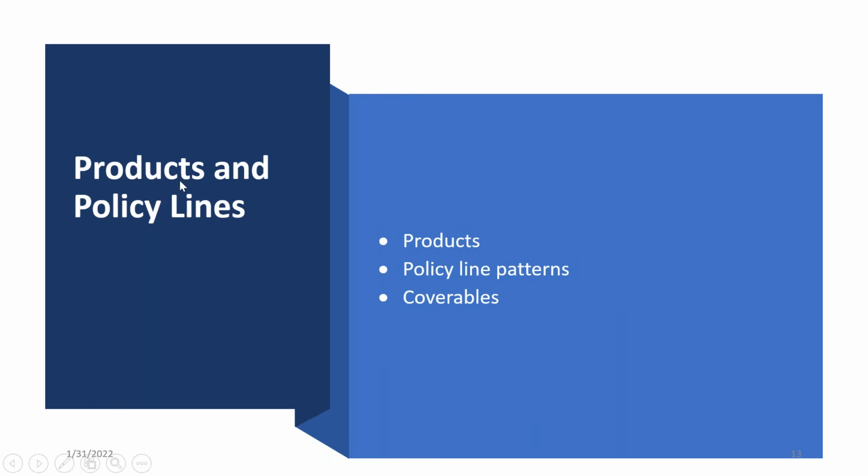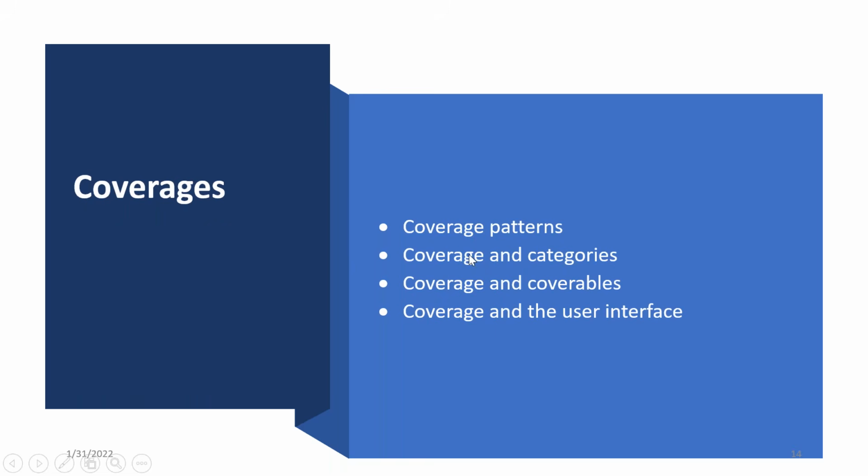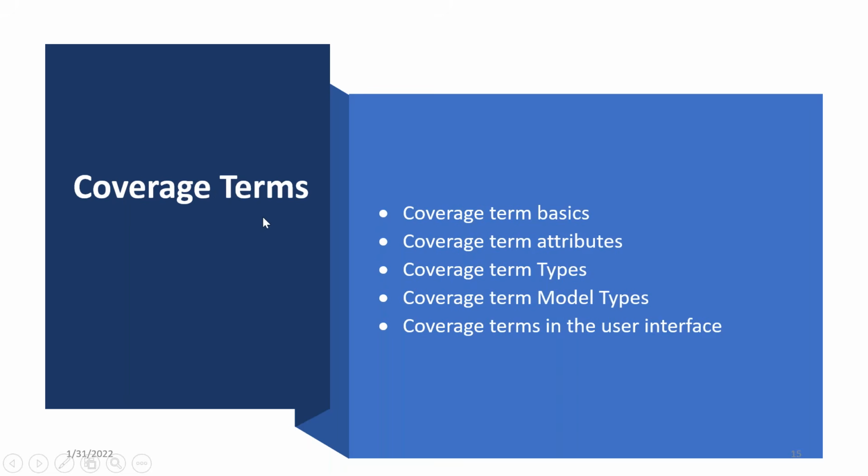Then how do we create a new product, how do we create the new policy line? These things we will learn, what coverables are, what coverage is, all those things we will learn here. Now coverages: when we configure the coverages, we will see how to configure the coverage patterns. So what coverage and coverage categories are, how we configure the coverage and coverables basically, and how we make sure that once we add the coverage, it is shown to that specific product on the user interface. Those kinds of concepts we will learn.